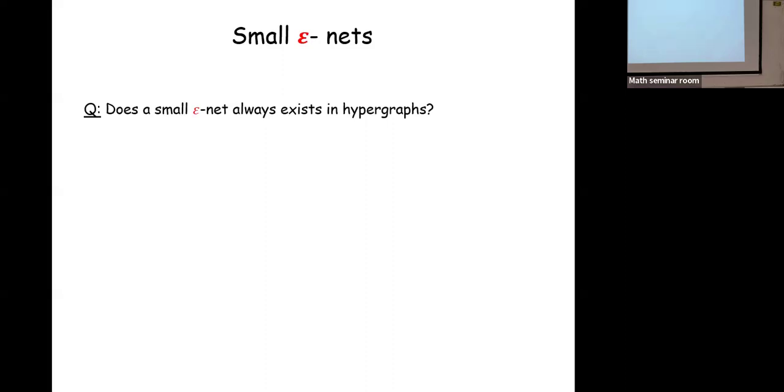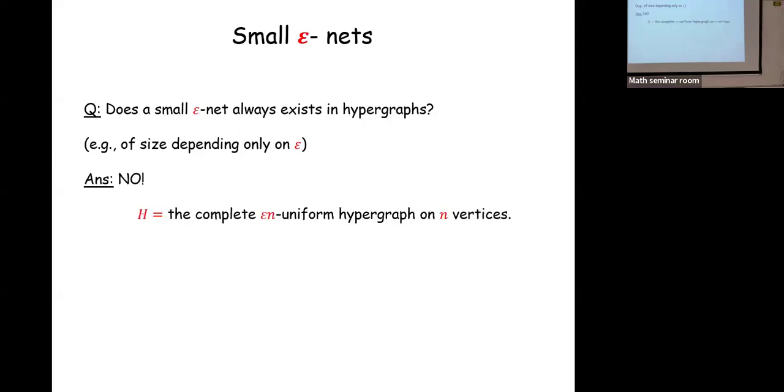First of all, a small-size epsilon-net does not always exist. If you have the complete hypergraph on n vertices, and every set of size epsilon n is there, you cannot have something of size depending only on epsilon. I mean, you will have to have at least (1 minus epsilon) times n. You cannot leave out epsilon n vertices because that would be a hyperedge not hit.